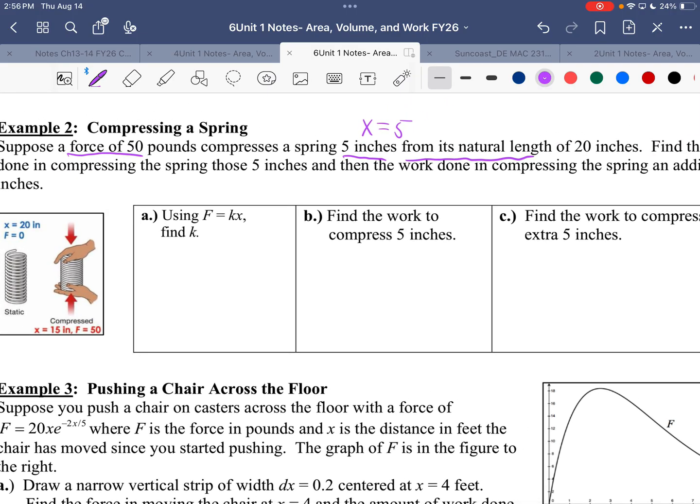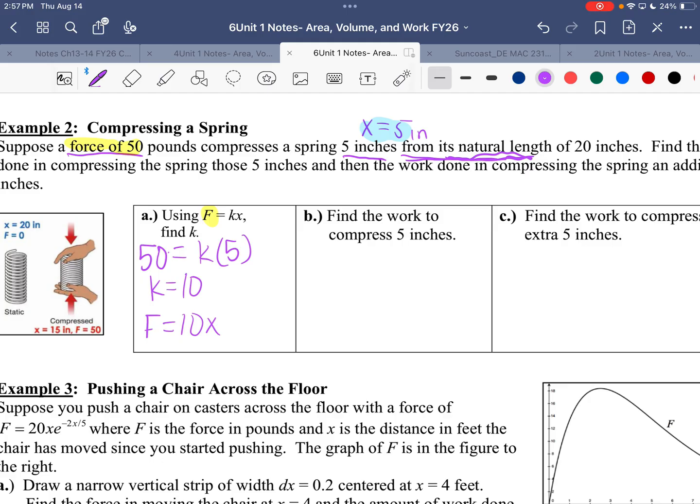Okay, so we got our force. Our force is 50 pounds. And our displacement is x. It's from the natural length, which is really important. So displaced 5 inches from the natural length. What is K? 10. So that means our force equation is 10x. I guess K is 10 pounds per inch, if we're being specific.